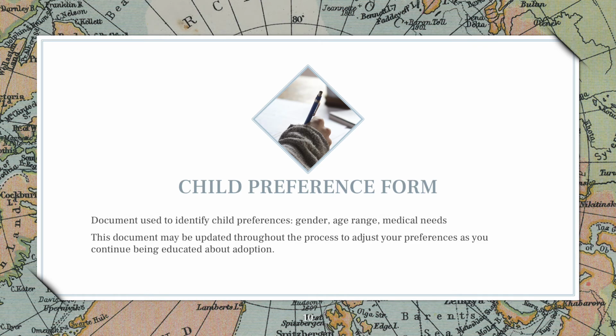The next document I want to bring to your attention is the Child Preference Form. This is a document that's used to identify your preferences for a child, such as gender, age range, and medical needs. It's important to understand that this document may be updated throughout the process to adjust your preferences as you continue being educated about adoption, talking to others who have adopted children with specific needs, and meeting with medical professionals to determine what you feel you can handle. This form is used by your social worker in writing your approval statement in the home study and by our program team as we watch the shared list for children.